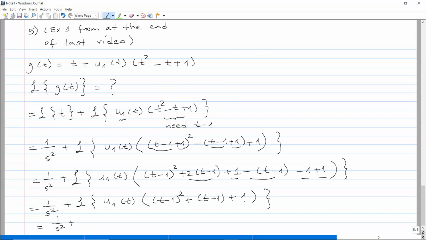Okay, so because of u1, we have e to the minus s, c is 1 here, times Laplace transform of t squared plus Laplace transform of t plus Laplace transform of 1.